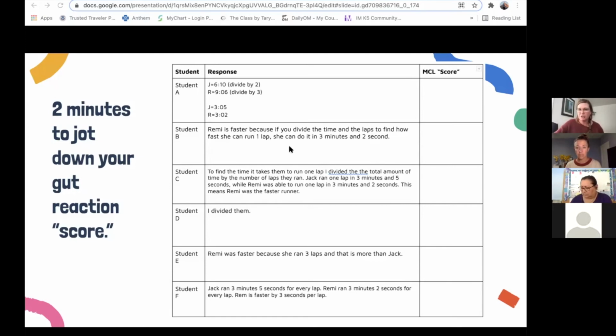So I dropped a Jamboard in the chat. What you're going to do is just go in there, chat with your partner, come up with something. Maybe you can write it in, you can text box it in, you can sticky note it in, and we'll come back together and share in a few minutes.